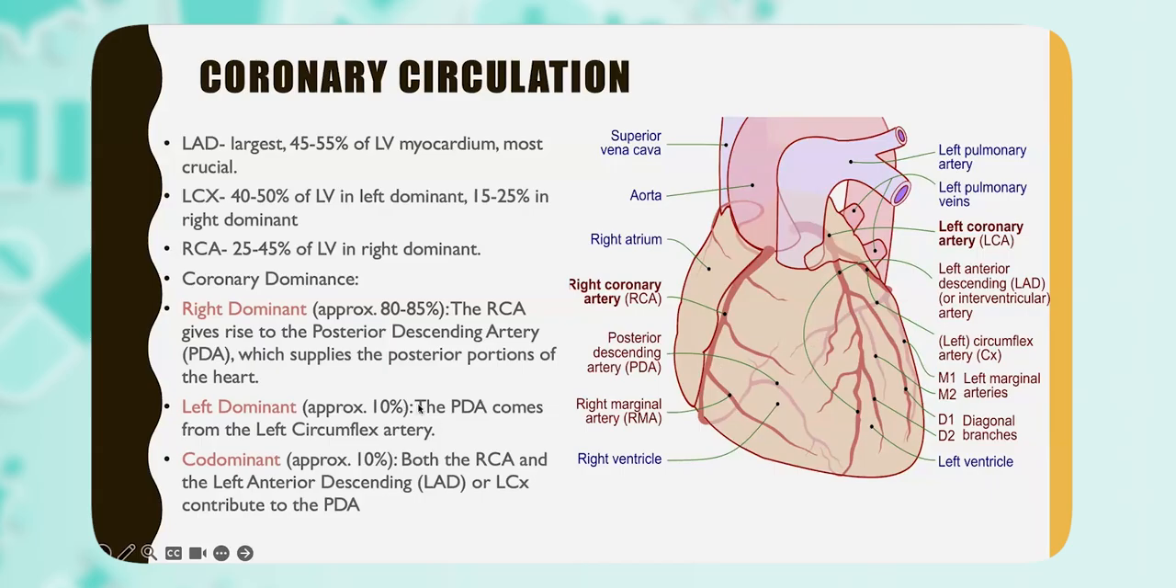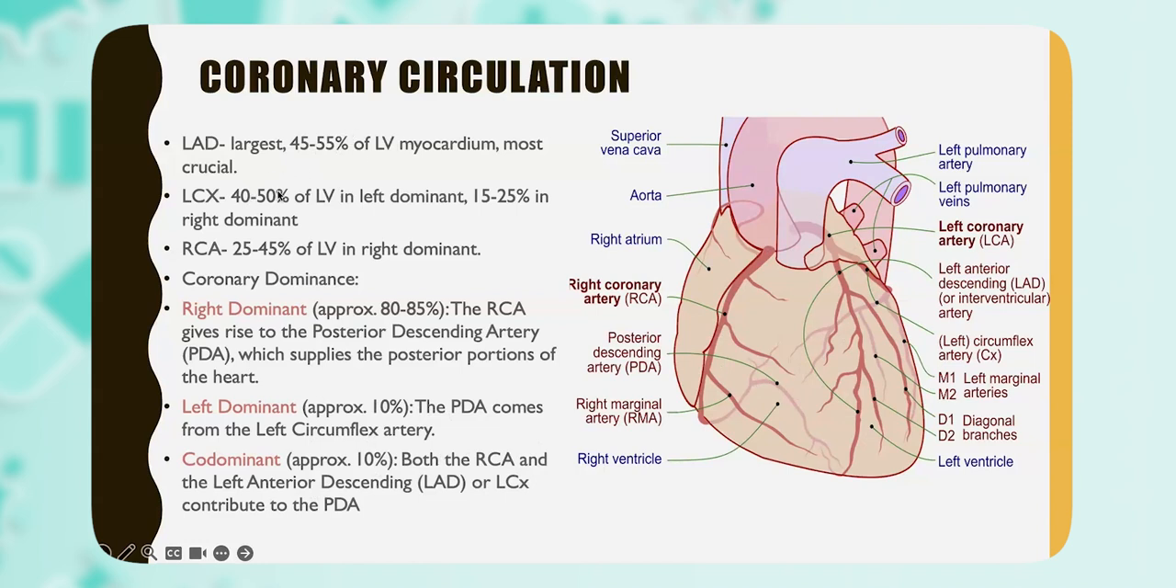In these left dominant cases, the RCA is diminutive. It's very small, ends very early. And codominant is when the PDA comes from both the RCA and the LCX. In these codominant cases also, the RCA is larger than the LCX. So LAD is the largest, covering 45 to 55% of the LV myocardium.